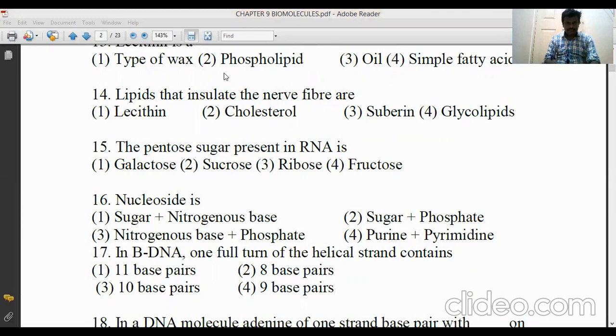Next, 16th question. Nucleoside is sugar plus nitrogenous base. 16th question, correct option is 1. The remaining options are not related. Nucleotide is when phosphate is added to the nucleoside. In B-DNA, one full turn of the helical strand contains, in B-DNA.